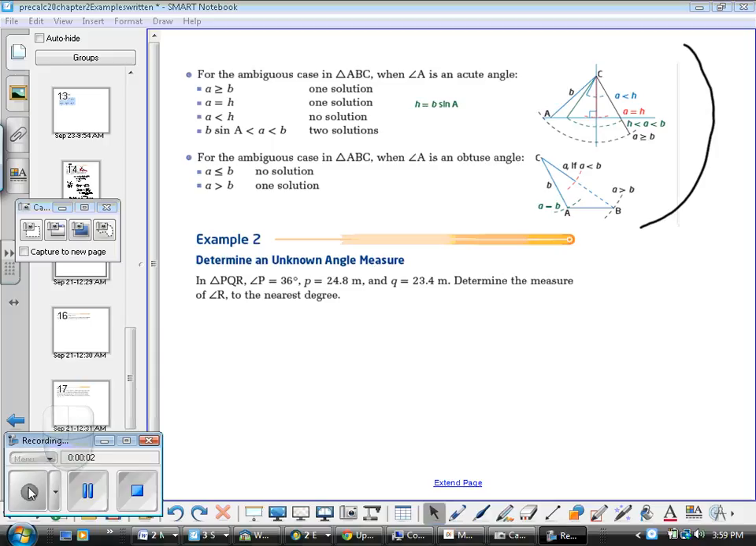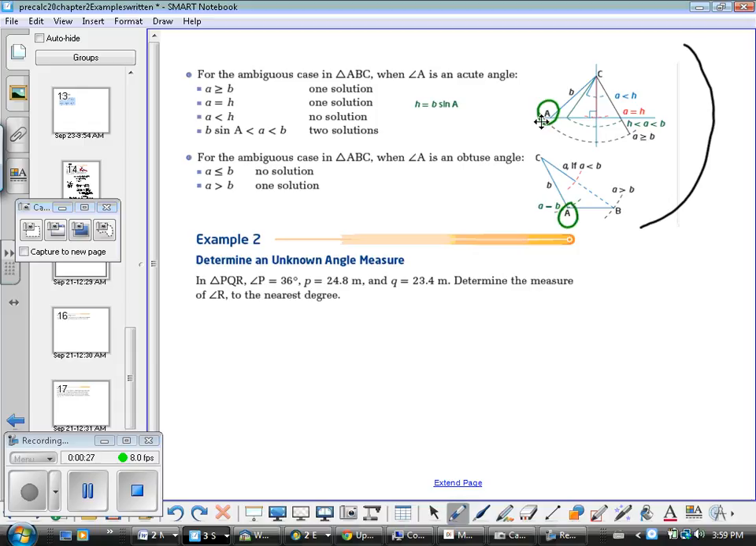Okay, here is example 2. This is from the sine law section. And so we're determining an unknown angle measure, and we need to see if we're having to deal with the ambiguous case here. Okay, and so one thing that I like to do anytime I have these questions is I like to draw my pictures in the same order and the same orientation as they have shown us in the examples. So I always put my known angle in the bottom left corner.